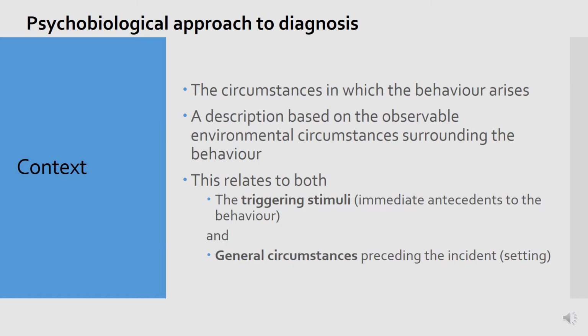So, for example, the dog bites when he is touched. The question is, is that precise enough? Is it whenever? If we say when the dog is touched, we would imply if the dog is touched anywhere. But if it's only when the dog's feet are touched, then the context should be specified more precisely and say when his feet are touched. These are the immediate antecedents to the behaviour.